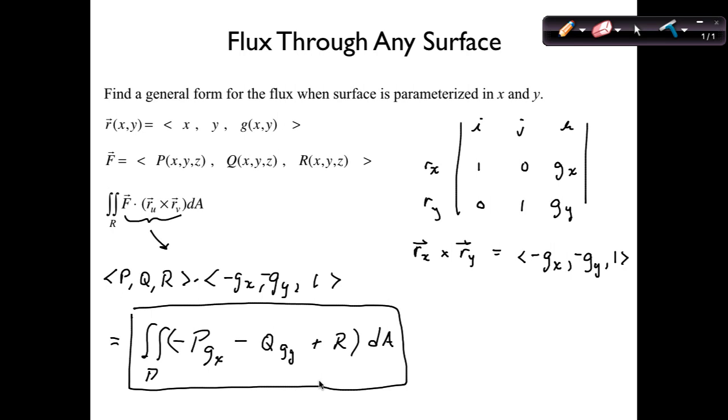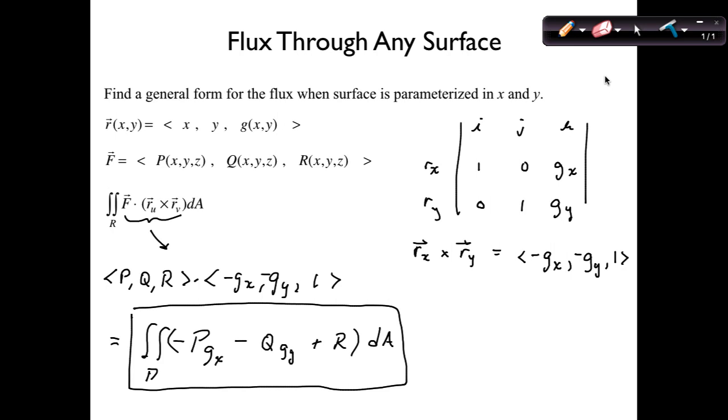So we could have used that on the last problem. Instead of doing the cross product and writing the dot product, like we ended up with, we could have gone right to this. So in the last problem, that would have been what? What was P? Anyway, let's not take the time to do that. But in the last problem, this would have been perfectly applicable because we were parameterizing that surface as x and y. Any questions?